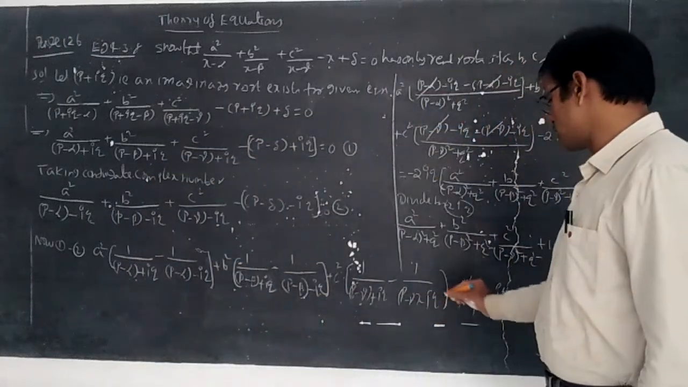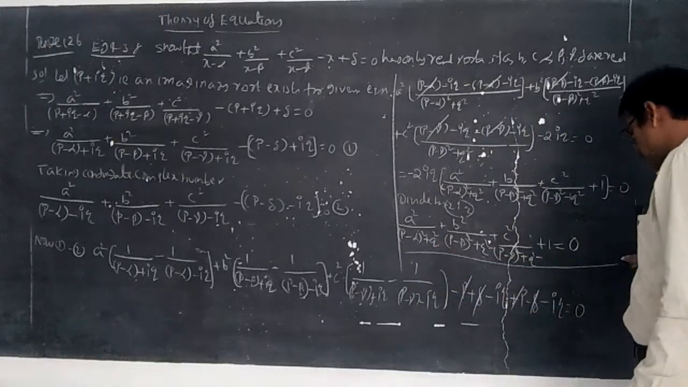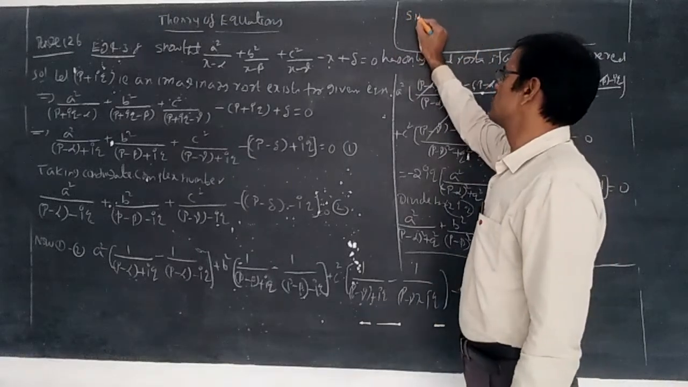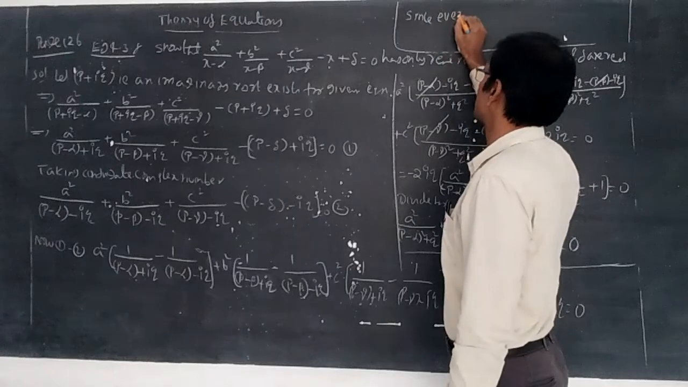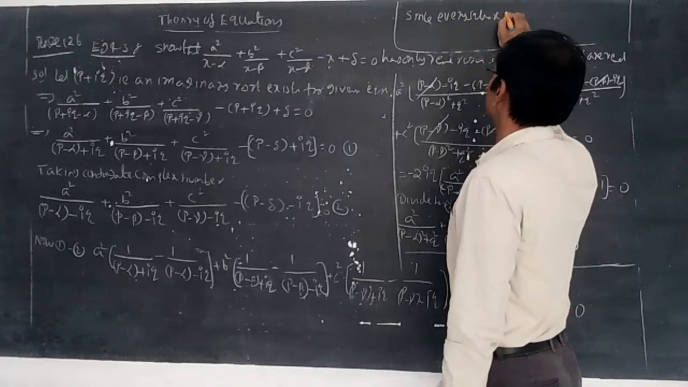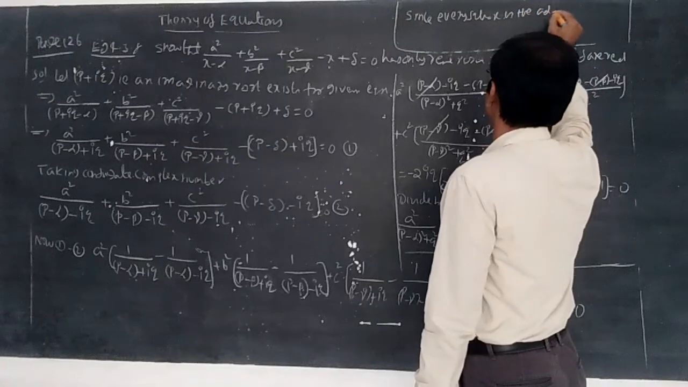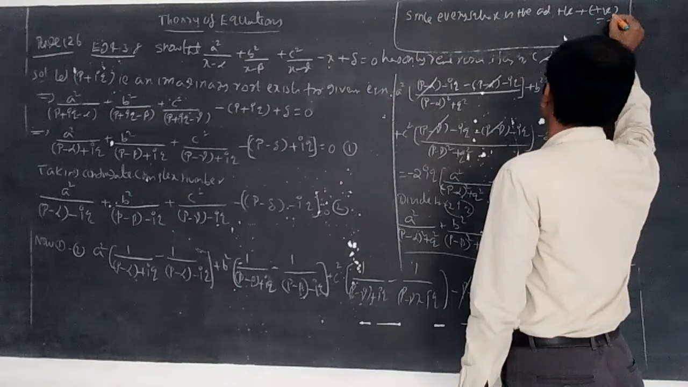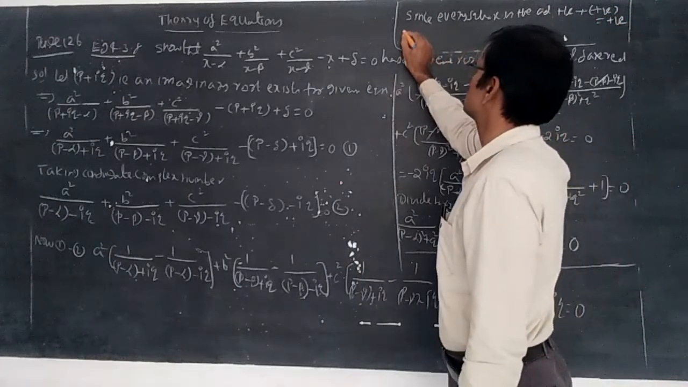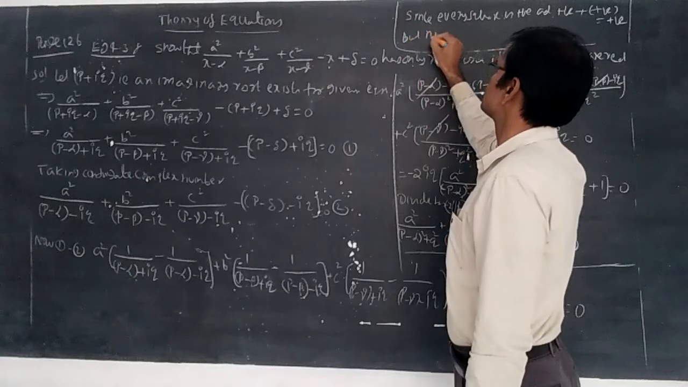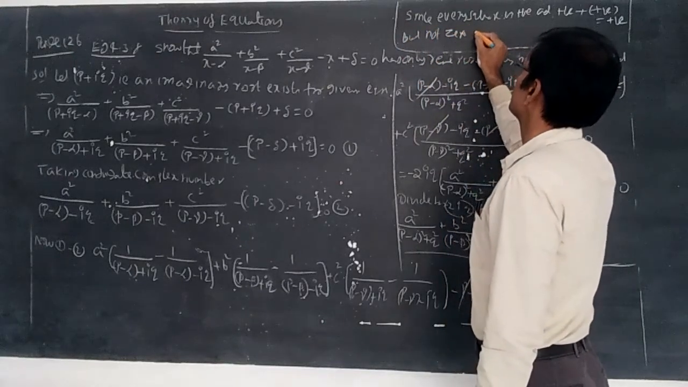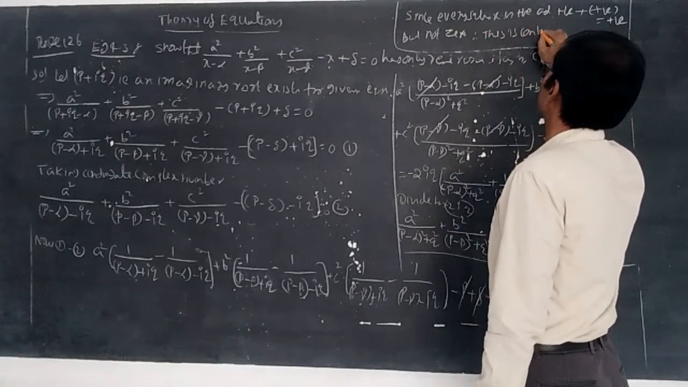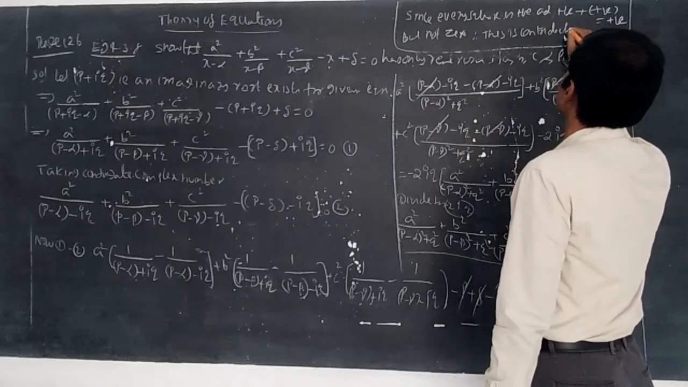So here the explanation we should write: since every square is positive, and positive plus positive is equal to positive, positive plus positive plus positive is equal to positive, but not 0. But we got 0. Therefore, this is a contradiction.